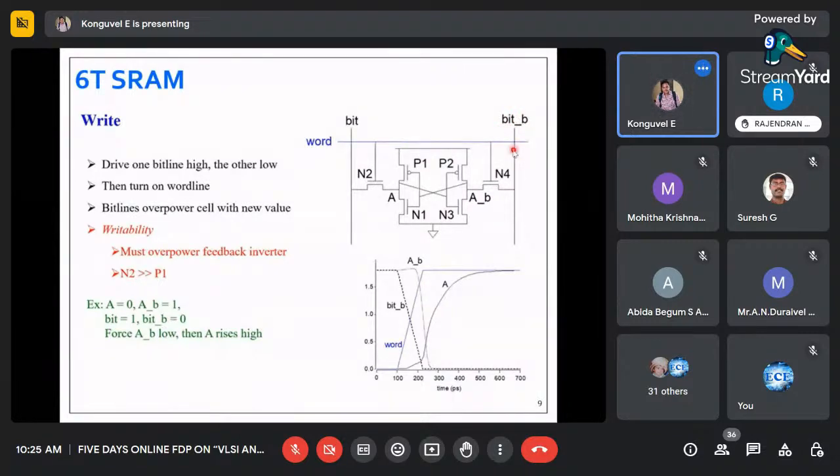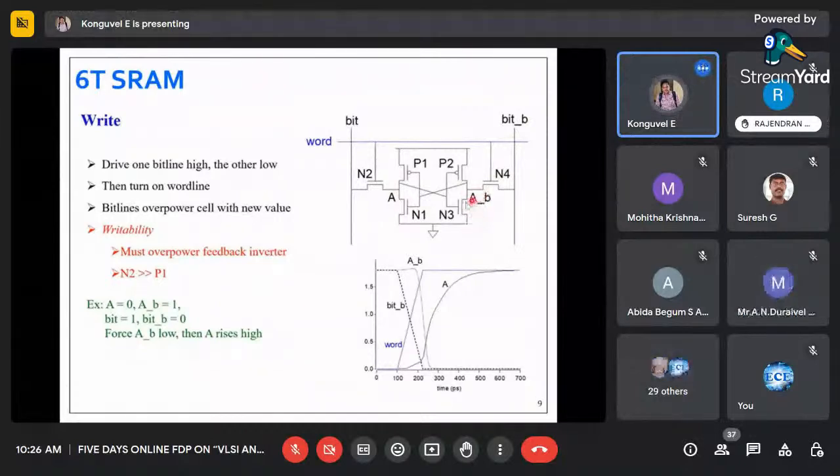So opposite, 0. Now what will happen? If I put the word line as 1, N2 will be activated and N4 will be activated. That means N2 and N4 will be turned on. In bit bar we are giving 1, so this 1 will be here, in this A bar B, 1 will be here. And because of that, N1 will be already in the turned off position, right? So now it will make this A bar B go to 0.